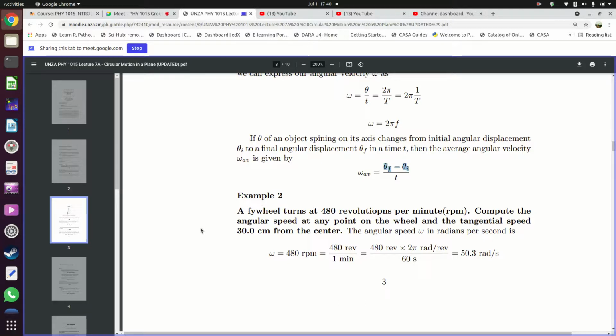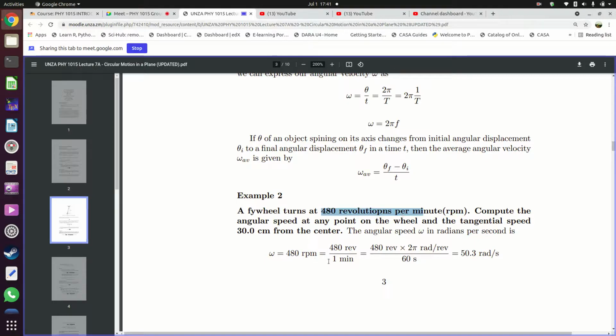So example number 2: a flywheel turns at 480 revolutions per minute, and this revolutions per minute is denoted as RPM. Compute the angular speed at any point on the wheel and the tangential speed 30 centimeters from the center. In this case, this 480 revolutions per minute is the angular speed itself. But what we're being asked to do is find the angular velocity in radians per second. So you need to change 480 revolutions per minute into radians per second.